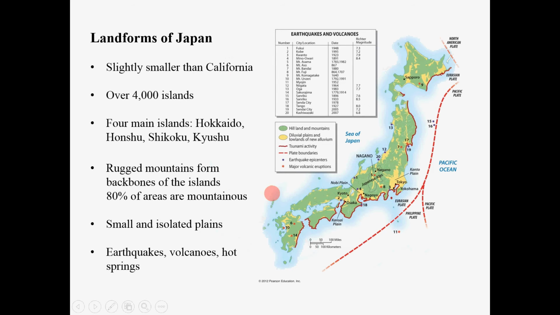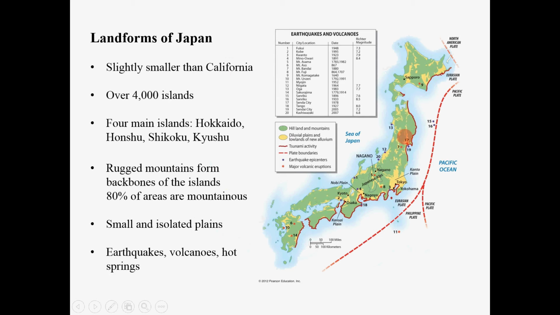Landforms of Japan. In terms of a physical size, Japan is slightly smaller than California, and Japan is an island country. It has over 4,000 islands. The four major islands of Japan are Hokkaido, Honshu Island, Kyushu Island, and Shikoku Island.